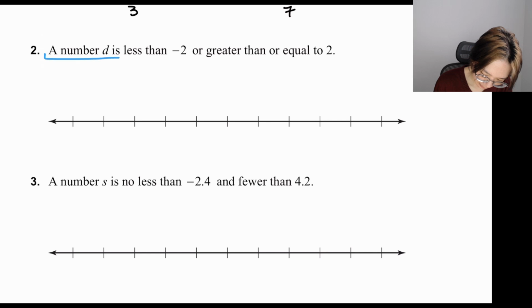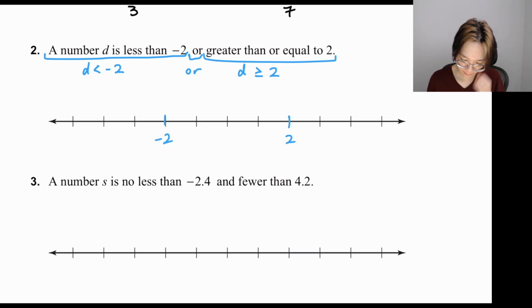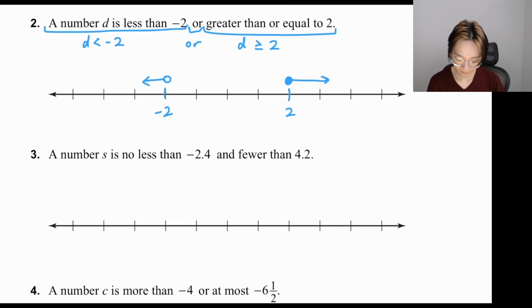Next one, a number d is less than -2 or greater than or equal to 2. So d is less than -2 or same number d is greater than or equal to 2. Let's put -2 here, 2 here. Double check which directions they're going in. So if we have an open circle at -2, everything less than goes that way. Closed circle at 2, greater than or equal to, so it goes that way. Perfect, that's all we need.